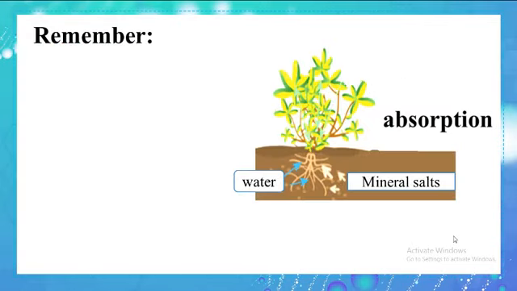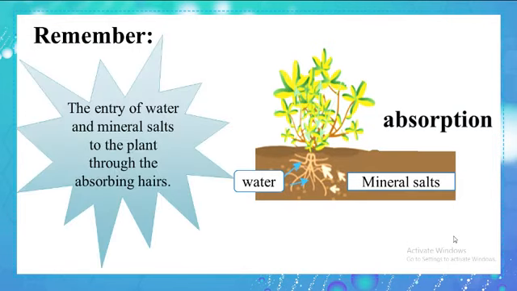Remember, in the last video we discussed absorption, and we said that absorption is the entrance of water and mineral salts to the plant through the absorbing hairs of the roots. These are the absorbing hairs, and through these absorbing hairs the water and mineral salts enter the plant. After their entry they become the crude sap.